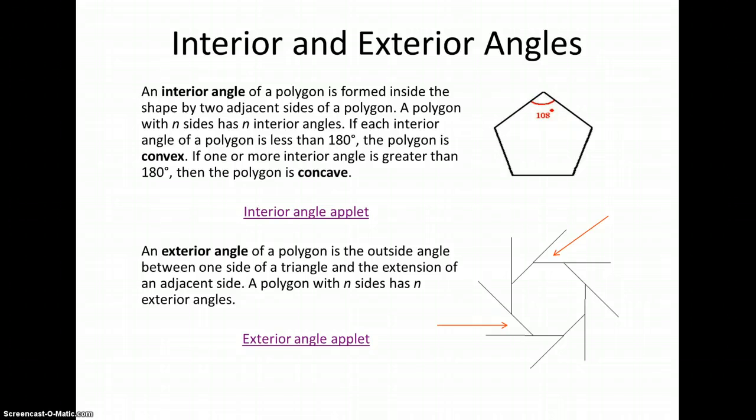If each interior angle of the polygon is less than 180 degrees, the polygon is always convex. If one or more of those angles is greater than 180 degrees, then the polygon is always concave. Let's look at an applet for interior angles.